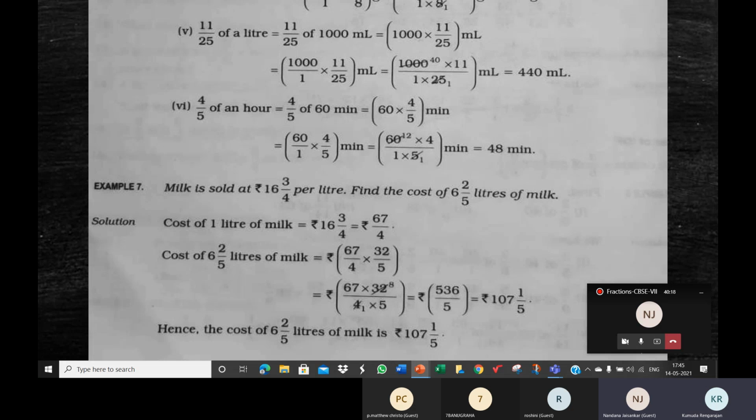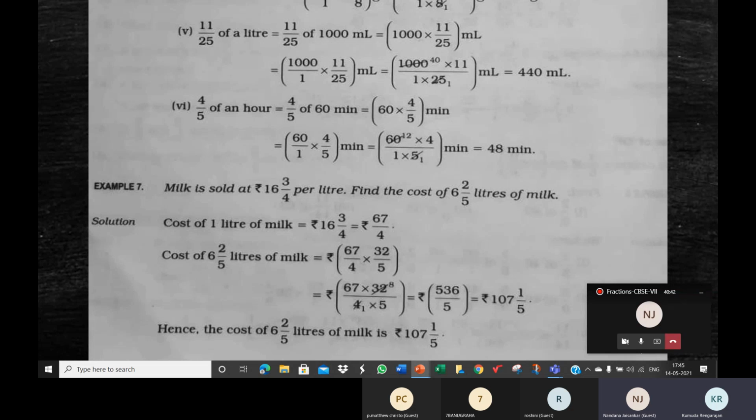Okay, listen to this. One liter of milk costs 16 rupees. What will be the cost of 2 liters? You calculate and tell me. Ma'am, 32. How did you get 32? 16 plus 16. Okay, 16 plus 16, correct? 16 into 2 or 16 plus 16.